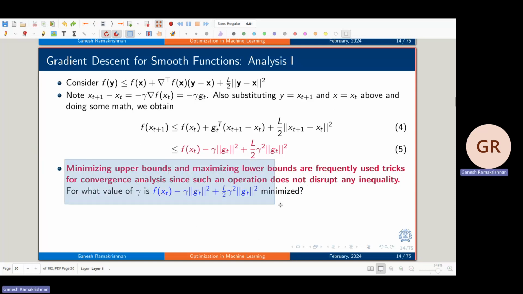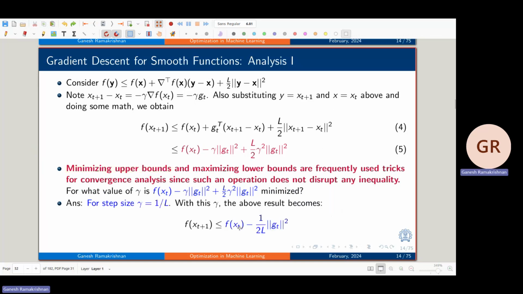So minimizing upper bounds and maximizing lower bounds are frequently used tricks. Here we minimize an upper bound. Obviously, you need to ensure that the upper bound was a convex function. All that I'm assuming you're done. It's a scalar valued function in terms of gamma. So for what value of gamma is it minimized? Answer turns out to be 1 upon L. Gamma is 1 upon L. So now the result is very interesting.